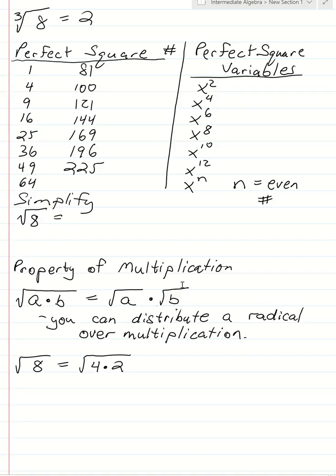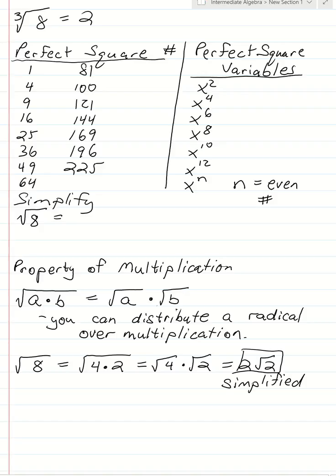Now, according to this property of multiplication, we can distribute the radical over the multiplication, in which case we would have the square root of 4 times the square root of 2. And since the square root of 4 is a perfect square, that would now give us 2 square root of 2. And this would now be considered your simplified radical. Just like we simplified fractions, we're always looking to simplify our radicals as well. Okay, so 2 square root of 2 would be considered your simplified radical.